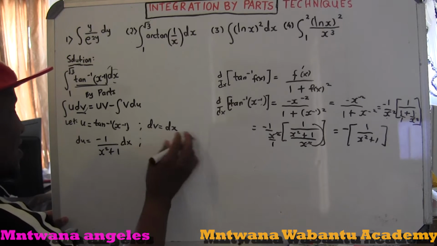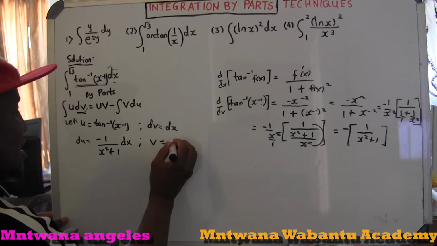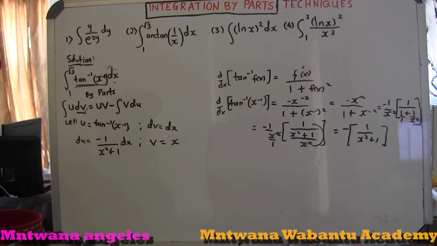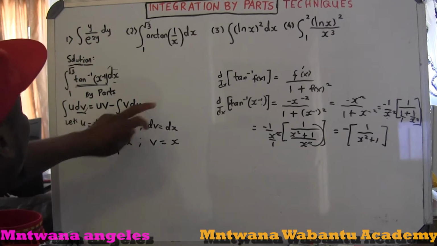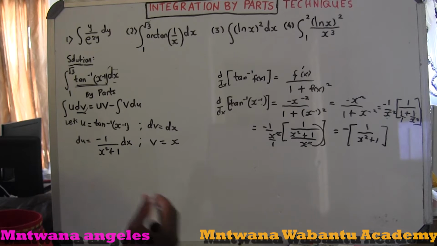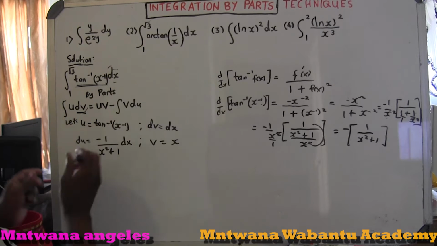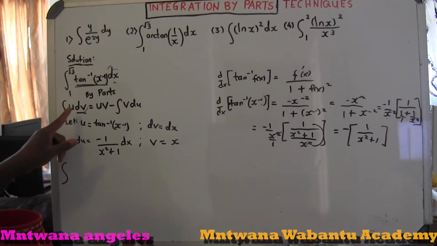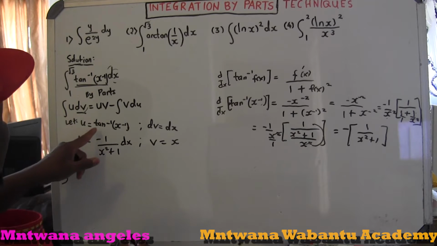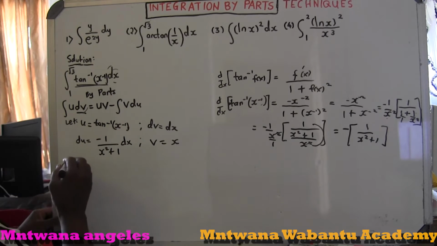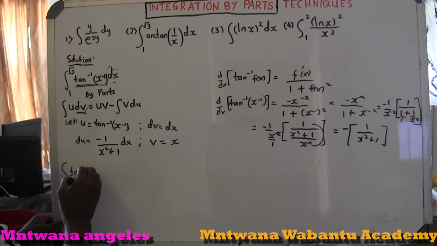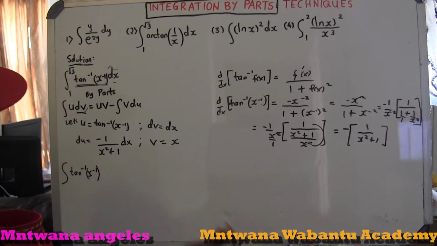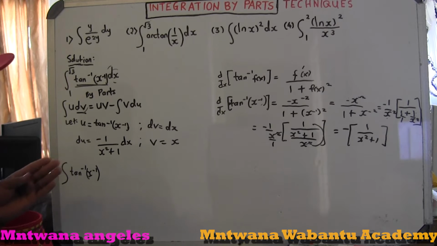Okay, now you integrate dv, you get v, you integrate dx, you get x. So what we're going to do then is take this and substitute in the integration by parts formula. So say integral u. What is our u? Our u equals tan inverse of x, or tan inverse of 1 over x. We'll see there, no problem. You can write it like this, so it's not a problem.